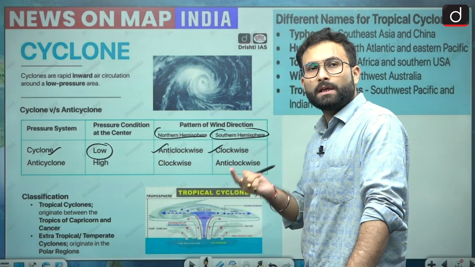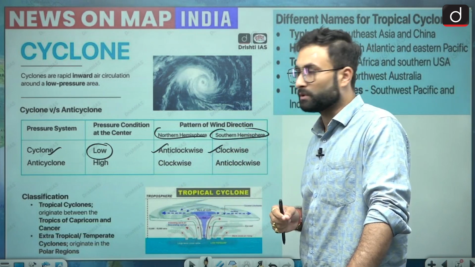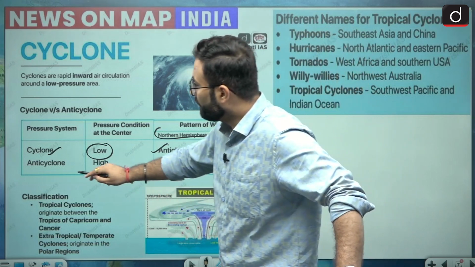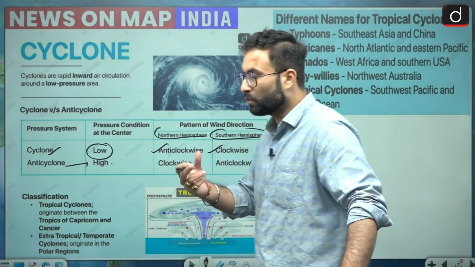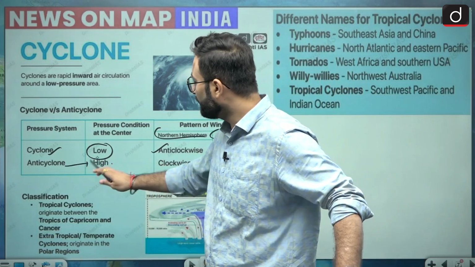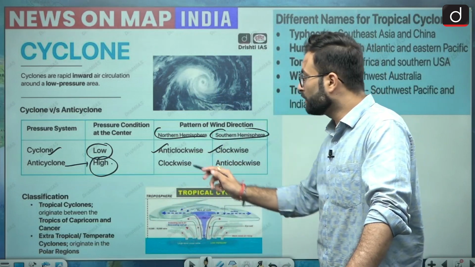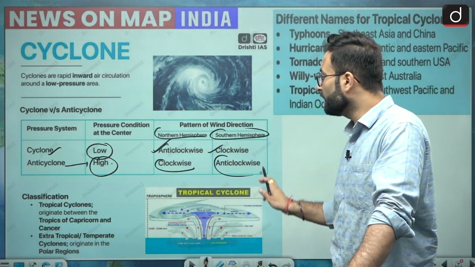Now there is another concept, the anticyclone, which is actually the opposite of the cyclone. When we talk about the anticyclone, the pressure at the center, the zone of pressure at the center, will be high. And the direction will be totally opposite: in the northern hemisphere it will be clockwise, in the southern hemisphere it will be anti-clockwise.